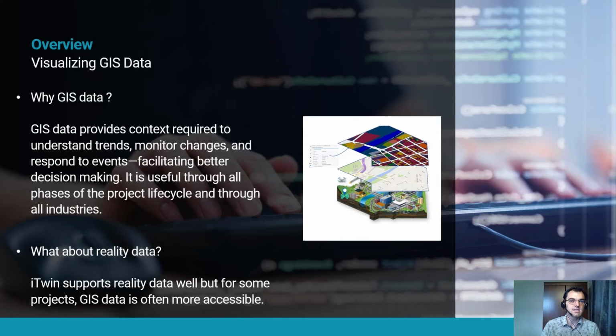So why GIS data? Any project, whether it's transportation, nuclear, or buildings, will require information that goes beyond the information of a single asset. And very often, the first step is to locate your project on a map. And then you might add layers of information, for example, land use, geology, or maybe weather information. By doing that, you create your context for your iTwin, that will eventually help you in your decision-making process.